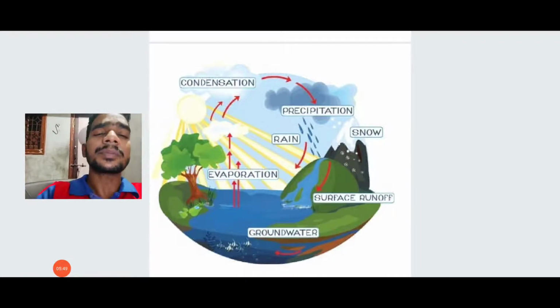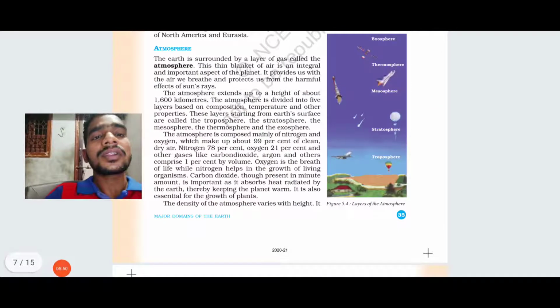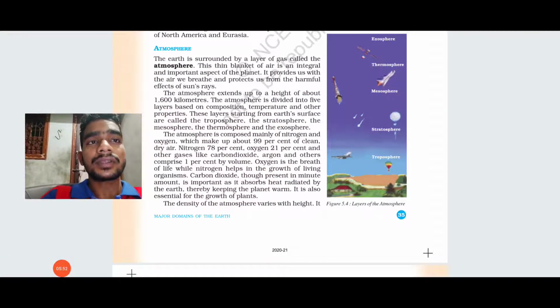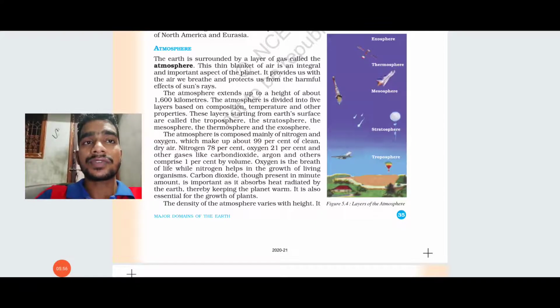This process repeats itself. Next, we will talk about the atmosphere. So, the earth is surrounded by a layer of gas called atmosphere. A thin blanket of air is an integral and important aspect of the planet. The atmosphere extends up to a height of about 1600 kilometers. The atmosphere is divided into 5 layers based on composition, temperature and other properties.